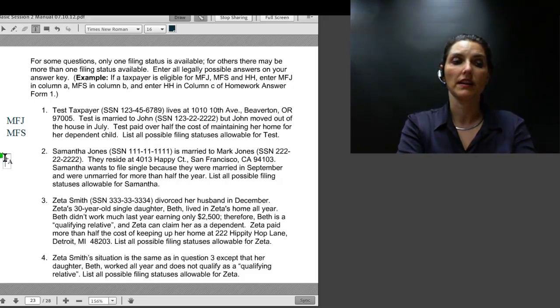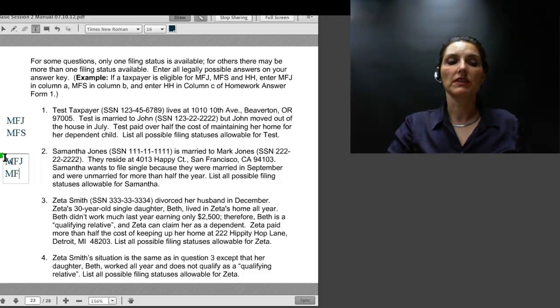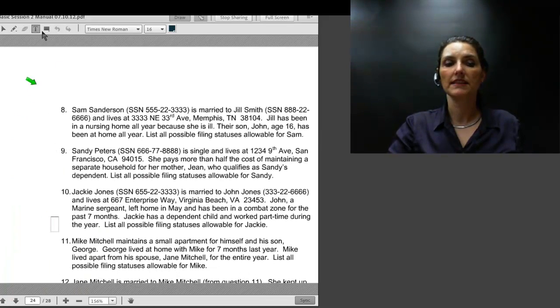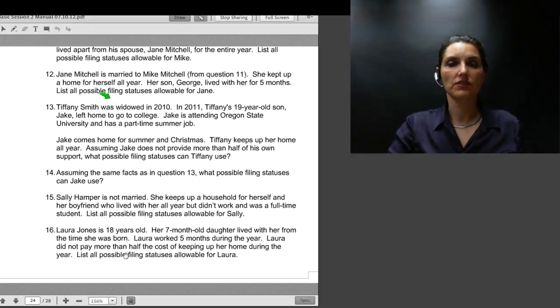So for homework, I would like you to continue on with the homework assignment, beginning with question number 3, and list all of the possible filing status choices for the remaining questions in this assignment. And of course, there are a total of 16 questions that ask you to determine all possible filing statuses under homework assignment number 1.